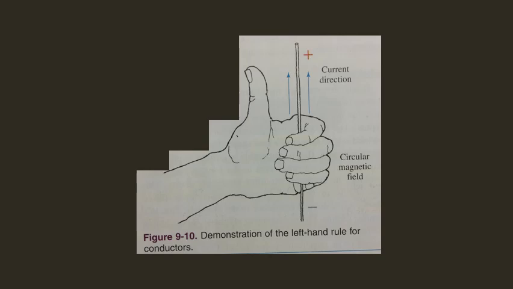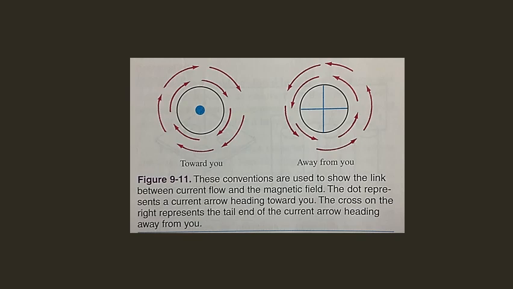Grasp the conductor with your left hand, extending your thumb in the direction of the current. Your fingers curling around the conductor indicate the circular direction of the magnetic field, figure 9-10. Figure 9-11: picture the dot in the center of the conductor on the left hand as the point of an arrow. This shows that current is flowing toward you. The circular arrows show the direction of the magnetic field.